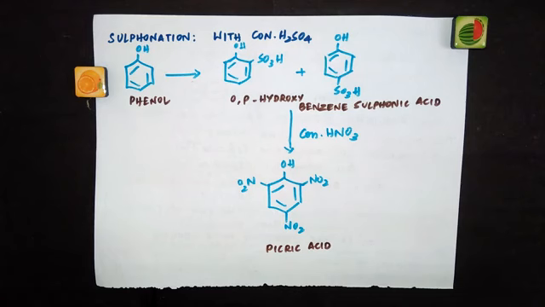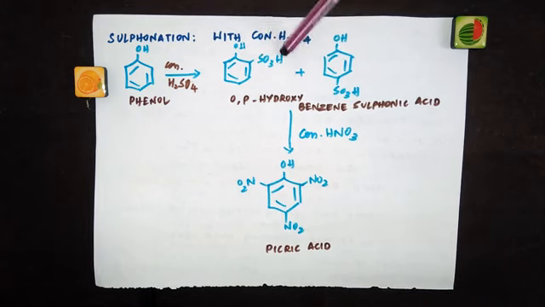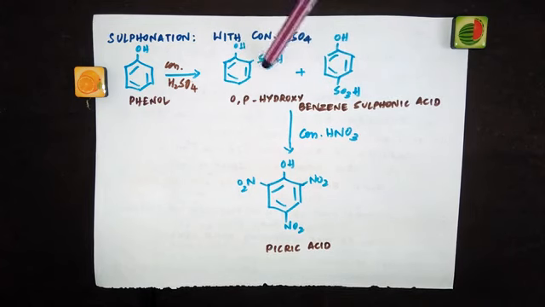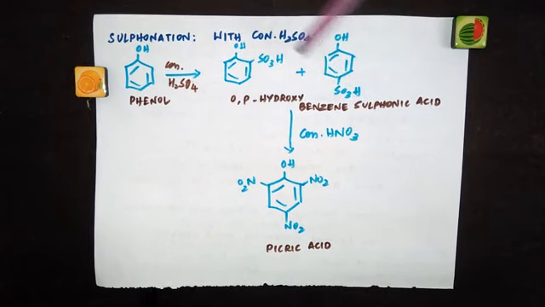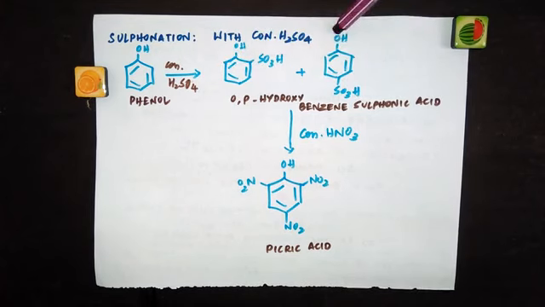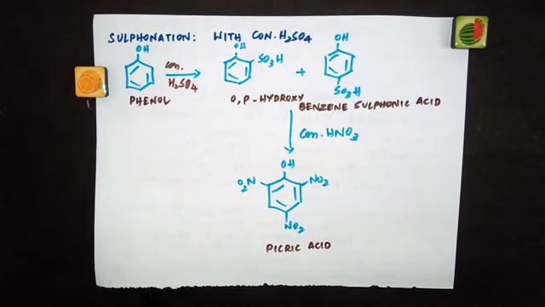So in the first step, phenol is treated with concentrated sulfuric acid. It gives you ortho- and para-hydroxy benzene sulfonic acid. This is called a sulfonic acid. So here it is in the ortho position SO3H. Here it is in the para position. So we are calling it ortho-hydroxy benzene sulfonic acid, para-hydroxy benzene sulfonic acid. So after converting phenol into this sulfonic acid, remember, we can call this phenol 2,4-disulfonic acid.